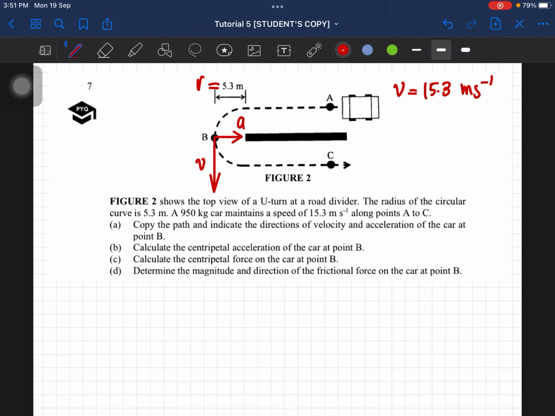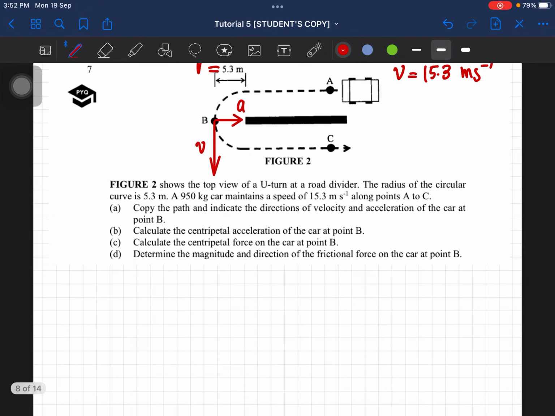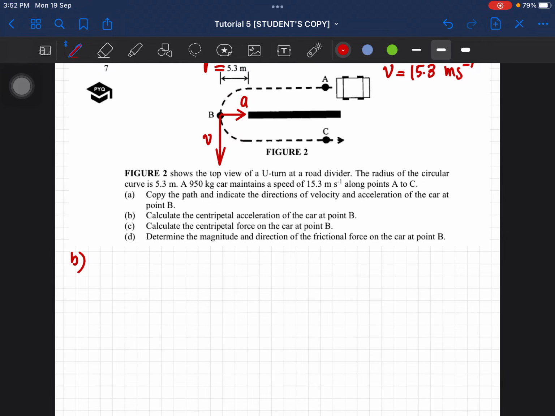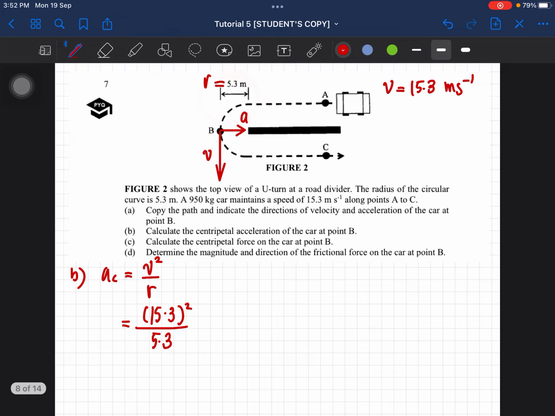Next, you have to calculate the centripetal acceleration of the car at point B. So centripetal acceleration is just v squared over R. V is given earlier, which is 15.3. So just 15.3 squared over the radius. The radius is 5.3, which is this one here. So the centripetal acceleration you will get is 44 meters per second squared.